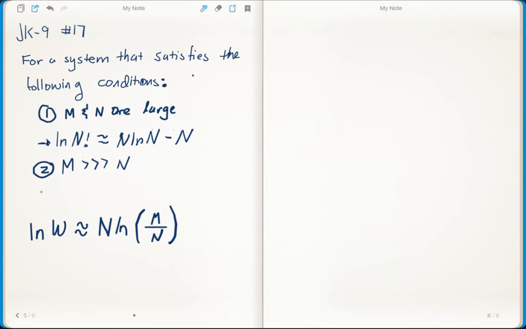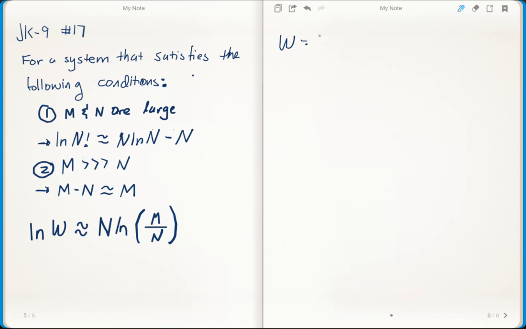The second condition is that m must be much larger than n. This condition allows us to assume that m minus n is approximately equal to m. So with these two conditions, we can actually derive the formula. Let's go into the actual derivation.